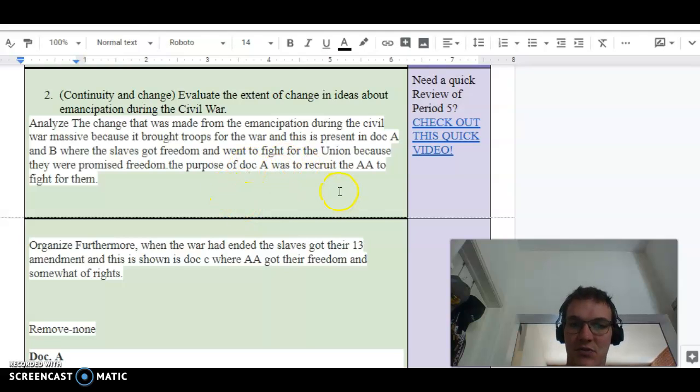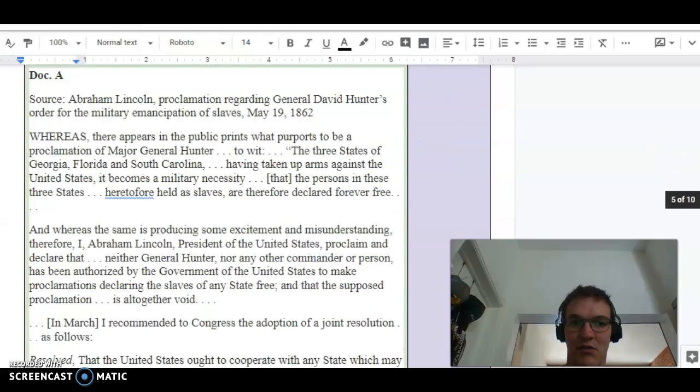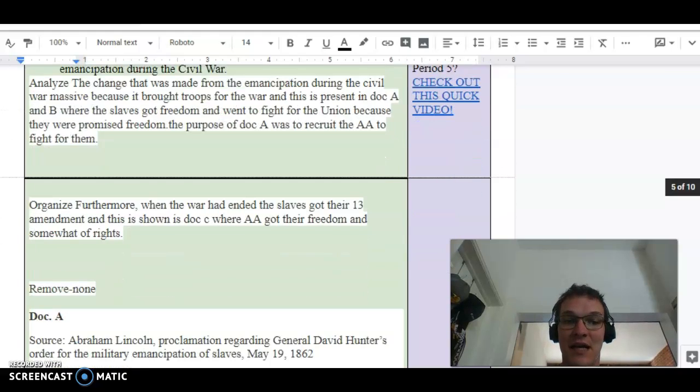The purpose of Doc A was to recruit the African Americans to fight for them. Yes, that is actually part of Doc A, but if we look at Doc A really closely, right, what Lincoln is saying is you can't make slaves free yet. This is in 1862. He's saying, look, there's a general who's trying to make slaves free. You can't do that. He hasn't passed the Emancipation Proclamation yet. That's when he's going to make slaves free, but he's not willing to do it yet. So if you analyze document A, you had to say he was going to make slaves free, but he didn't do it yet. And that's where you get that continuity and change.